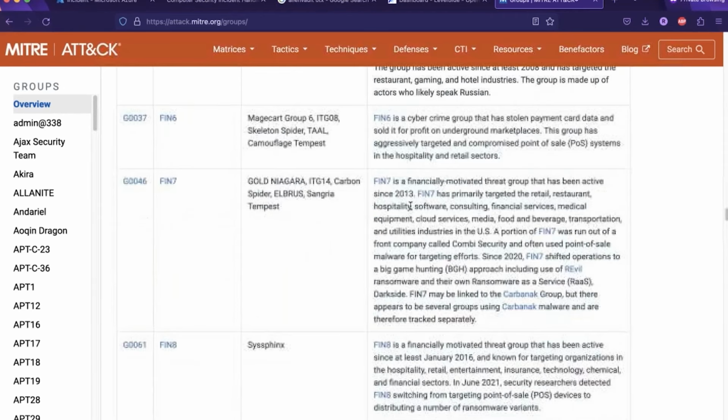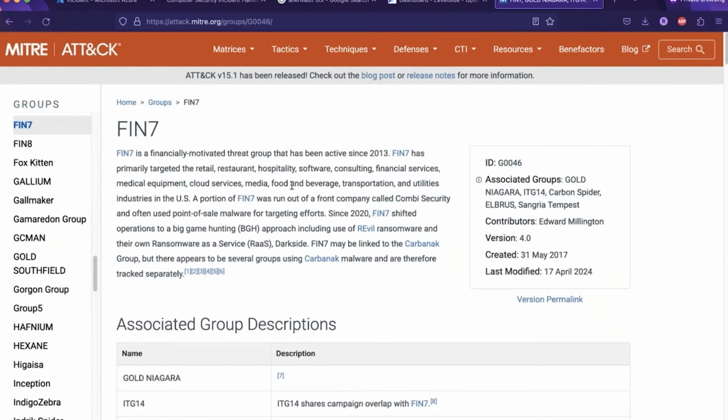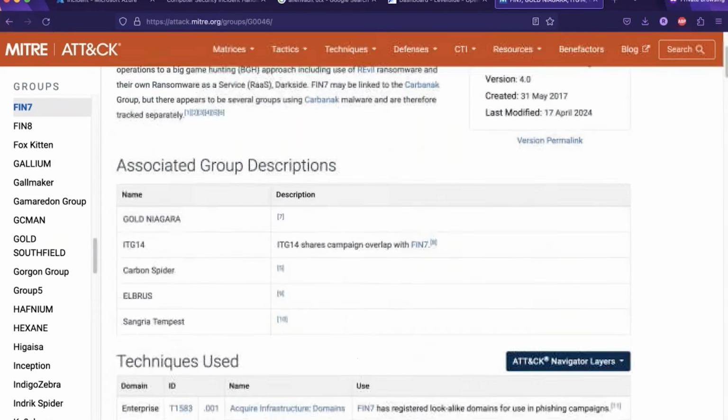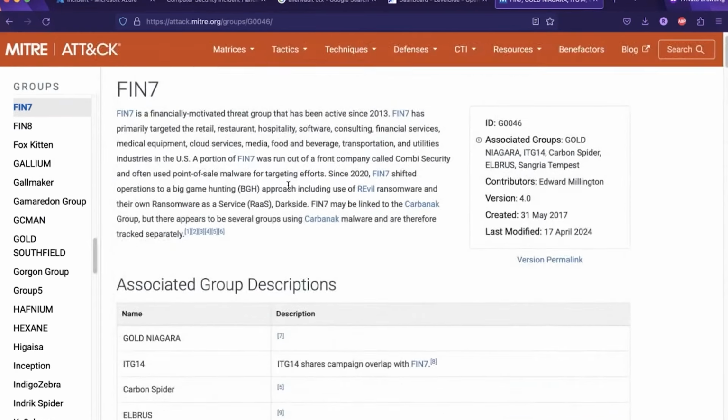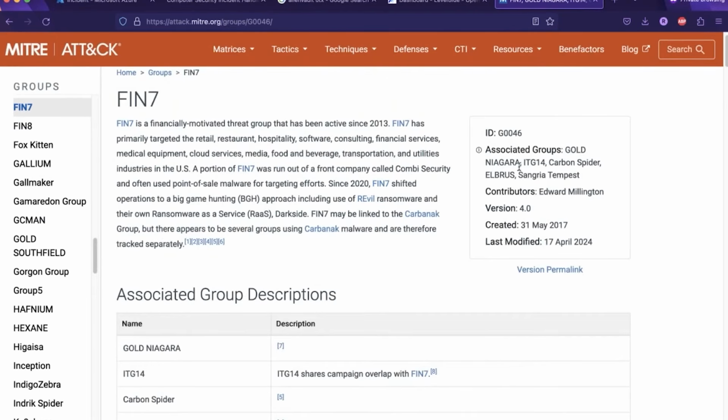For example, let's pick FIN7. If you go to FIN7, you will see that they are known by different names that were given to them: Gold Niagara, ITG14, Carbon Spider, ELBRUS. What happened is that, based on how they were behaving over the years, their tactics, techniques, and tools, different intelligence groups researching them gave them different names, and these were then combined into one.